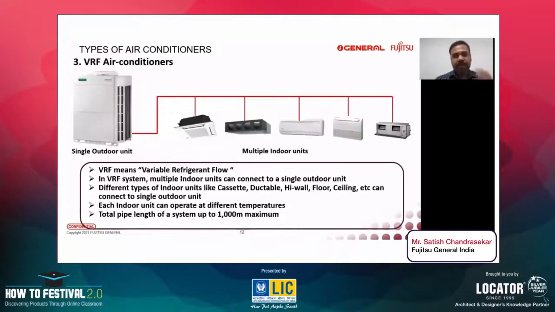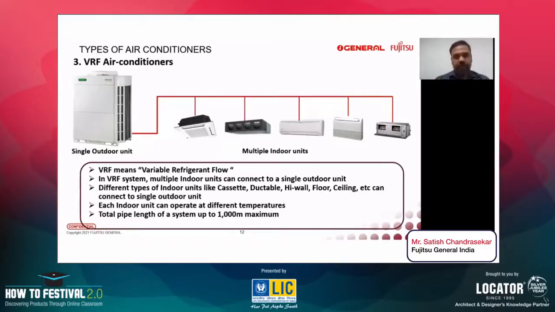Third type of air conditioner is called the VRF air conditioner, where there is a single outdoor unit which is connected to multiple indoor units of different types. You can have, like you're seeing on screen, a single large outdoor unit which is connected to a cassette. One can be connected to a cassette, one can be connected to a duct, one can be connected to a ceiling, one can be connected to a split air conditioner. This is the basic application of this kind of VRF system. VRF, variable refrigerant flow, that is VRF.